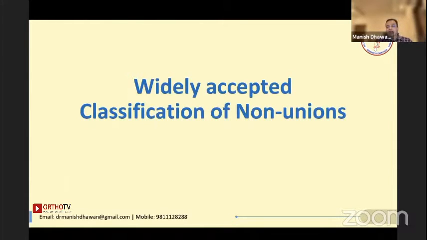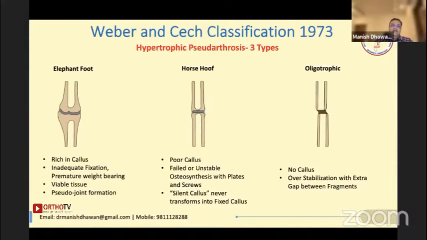Now there are different classifications which cause a lot of confusion. So let me go to the widely accepted classification, because every classification has a message. Classifications basically have academic value, but let us go through what is in the literature. A very widely accepted classification is the Weber and Cech classification, given in 1973. He divided pseudarthrosis into two types: hypertrophic and atrophic. Hypertrophic, he has given three types.